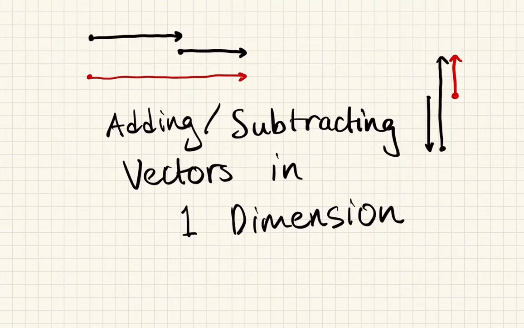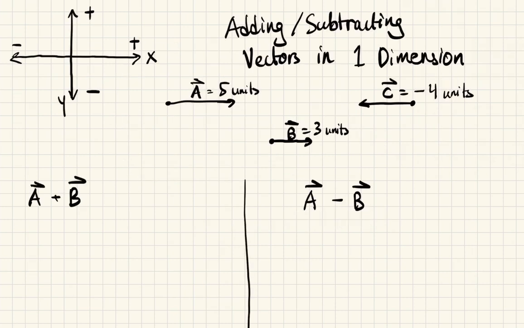Today we're going to be talking a little bit about adding and subtracting vectors in one dimension. When adding and subtracting vectors in one dimension, it's pretty straightforward because we're only working in either the x or the y direction and not both at the same time. So here I've defined our axes, x and y, and I've defined upwards as positive and to the right as positive. Let's start with an example right away.